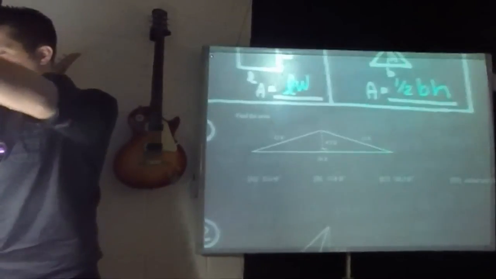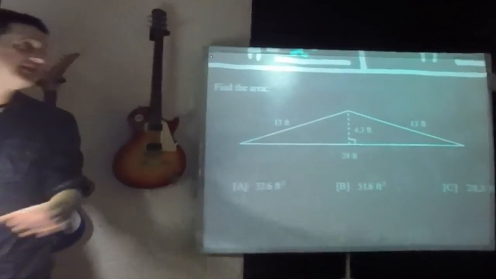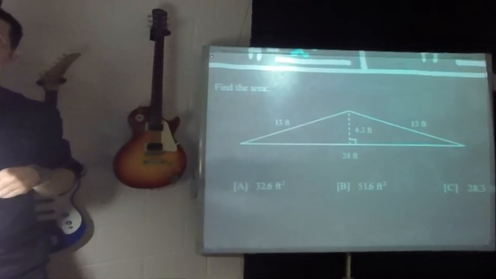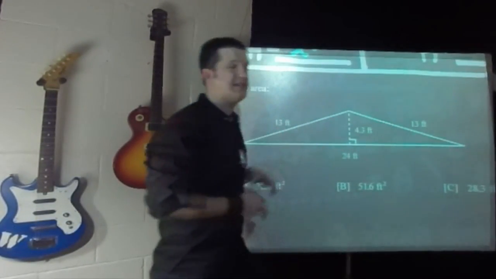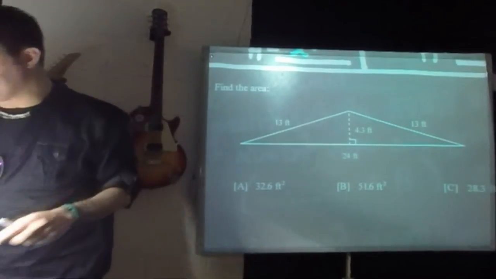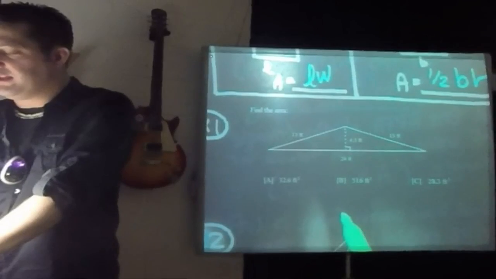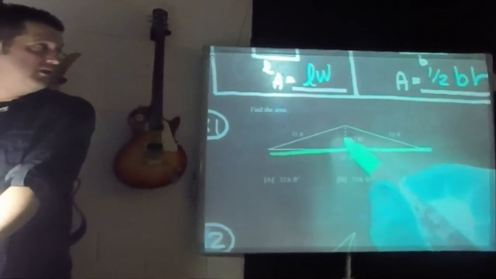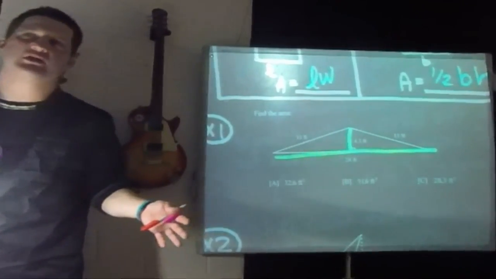Let's come down to the first one. And before we even start, I think last hour I asked this at the end. Before we even start, can you tell me what kind of triangle that is? Isosceles, 13, 13. It's an isosceles triangle. Not that it matters for this problem, but it is. We need to know what the base is. What is it? 24. Yeah, 24. And what's the height? 4.3. We didn't even use the 13s. They're just extra information in there.